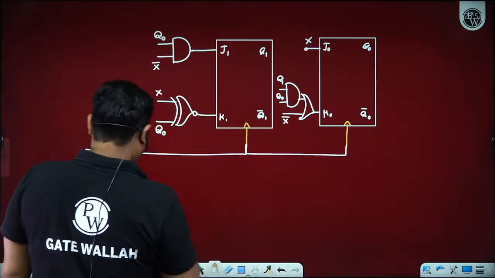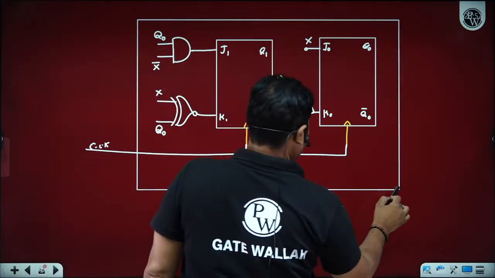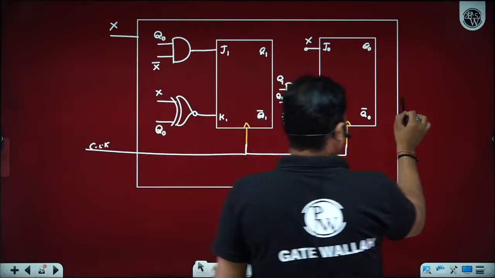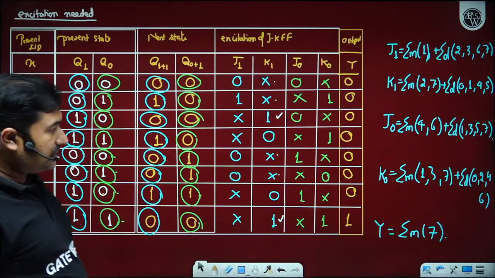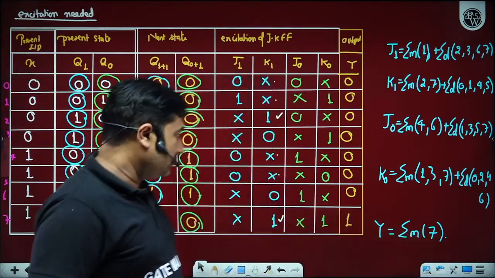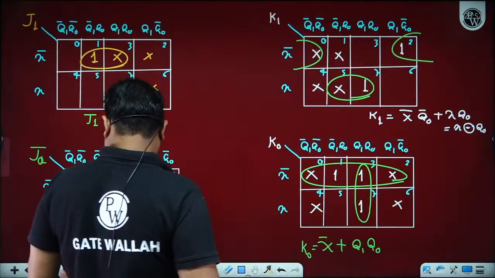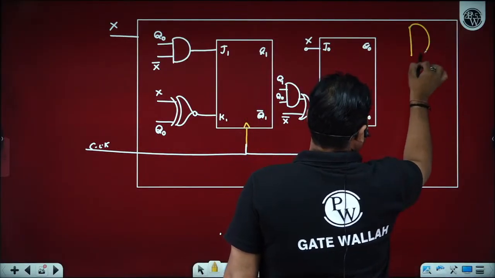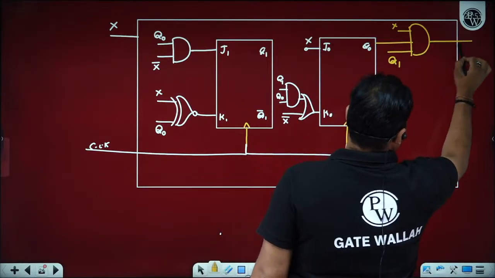So we have a clock, input X, and we have output. For the output we have to observe the output expression. The output expression is high only on the binary of 7, so we can use the min term. The min term of 7 can be represented as X Q1 Q0. We can use one AND gate with the inputs X, Q1, Q0. This is your output Y.